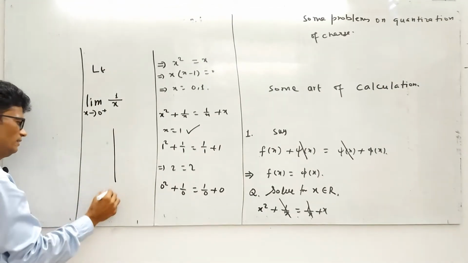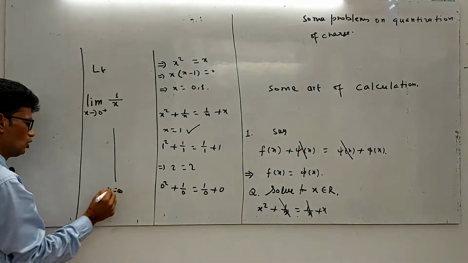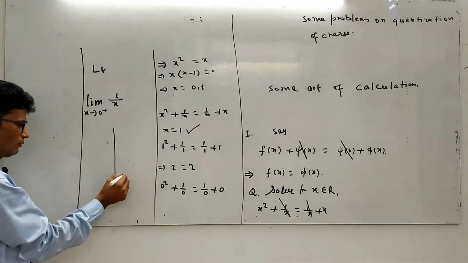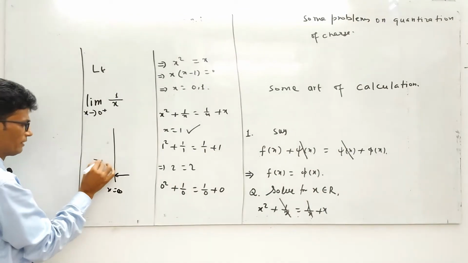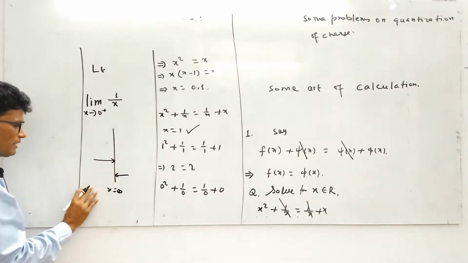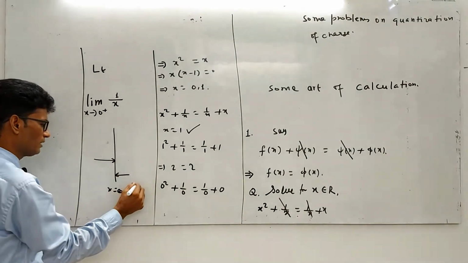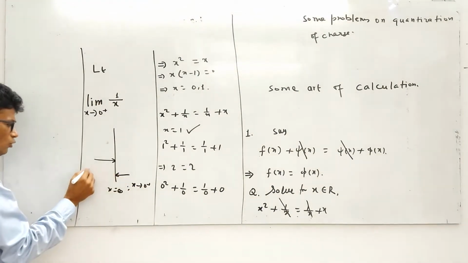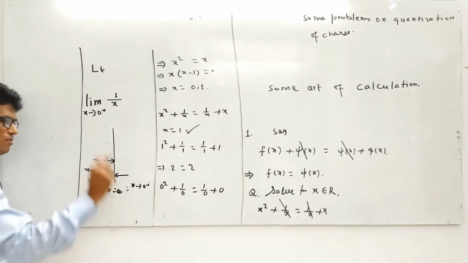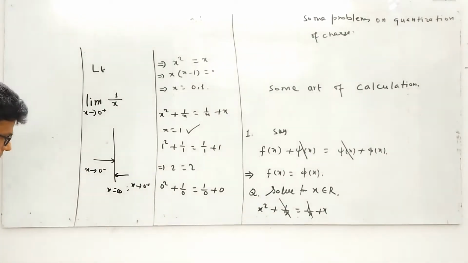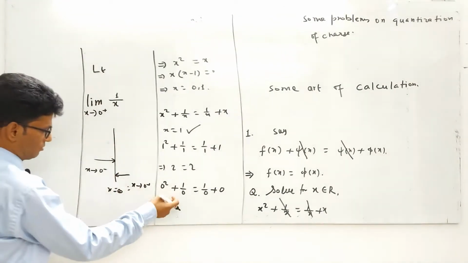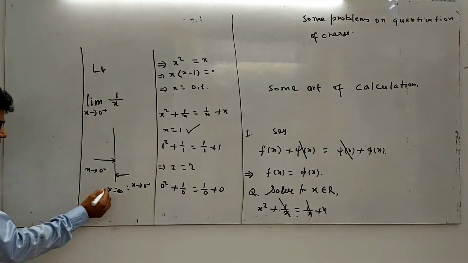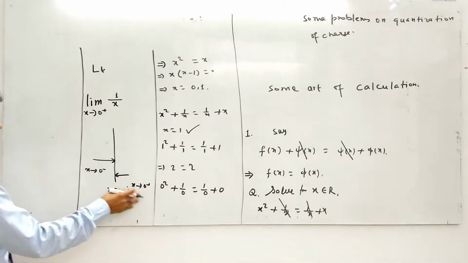So take the x equal to 0 line. We approach x equal to 0 from the right hand side or from the left hand side. If we approach from the right hand side, we call it x tends to 0 plus. If we approach x equal to 0 from the left hand side, customarily we call it x tends to 0 minus. Here it is 0 plus because this is the positive number we are talking about. So that is why x tends to 0 plus.